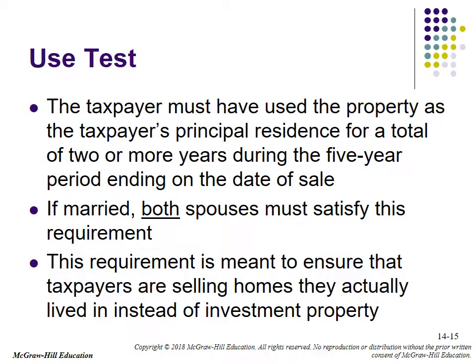And if married, both spouses must satisfy this requirement. So if one of the spouses lives somewhere else and they only qualify for 1 year of use, it's not going to happen for you. You're failing this test. So this requirement is meant to ensure that taxpayers are selling homes they actually lived in instead of investment properties.